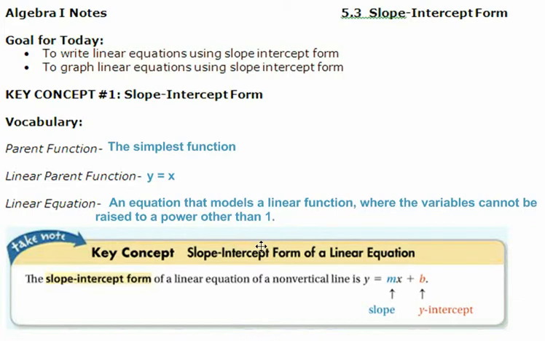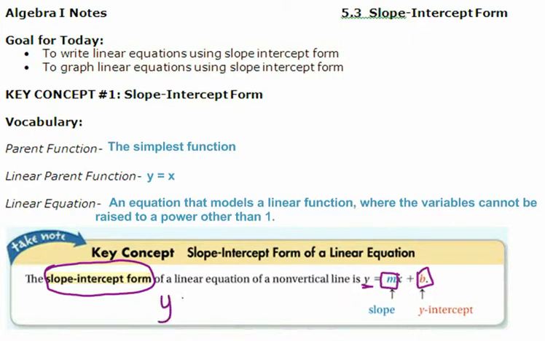So our first thing that we need to talk about is slope-intercept form of a linear equation. Some of you may have already seen this before, which is great. If you haven't, not a big deal. But slope-intercept form is when your equation is solved for y. So this is y equals. The number in front of the x is your slope. The other number that doesn't have a variable, we call that a constant, is your y-intercept.